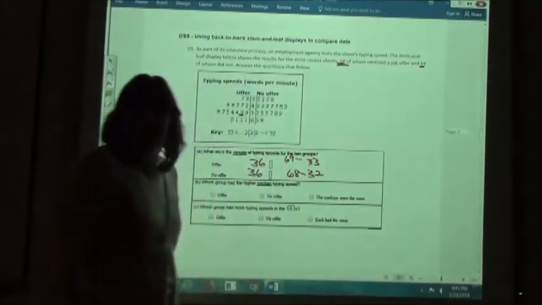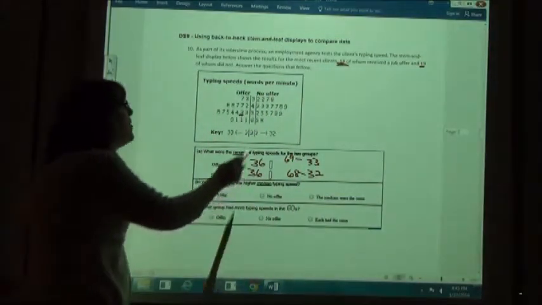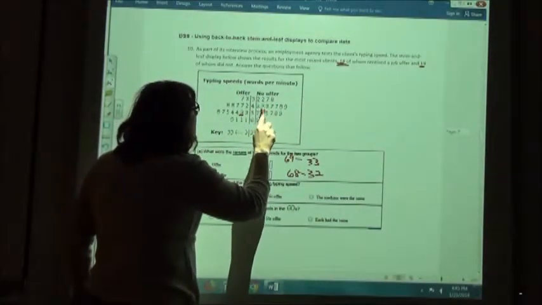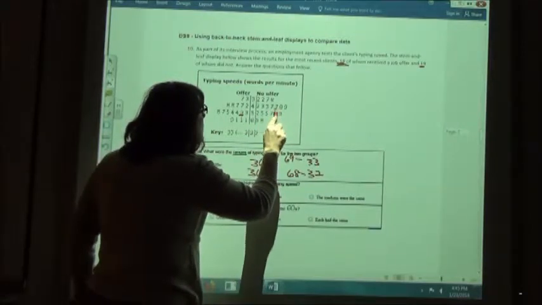Half of 19 would be 9.5, so we're going to be somewhere around there. 1, 2, 3, 4, 5, 6, 7, 8, 9. If I'm going somewhere around 47 or 48, right? Which one has the higher one? The offer had the higher one, right?